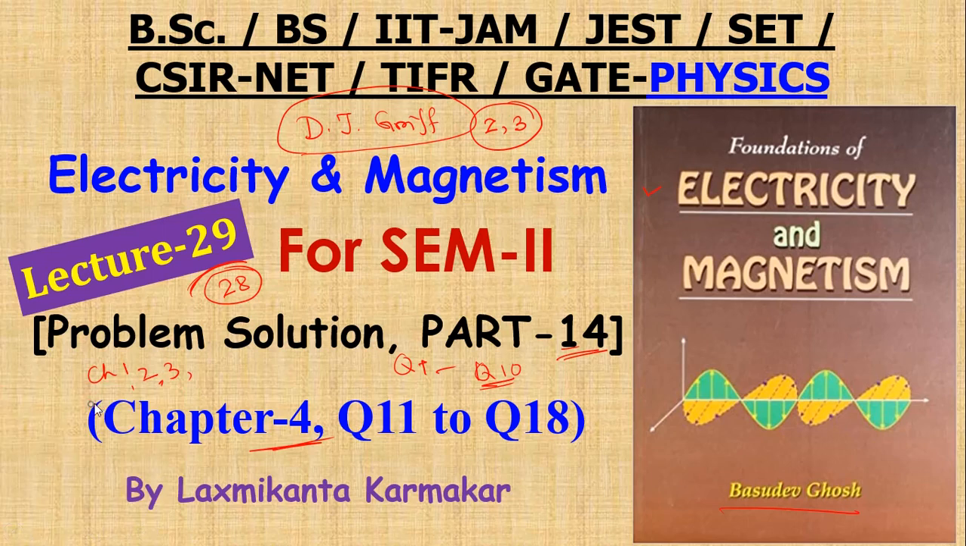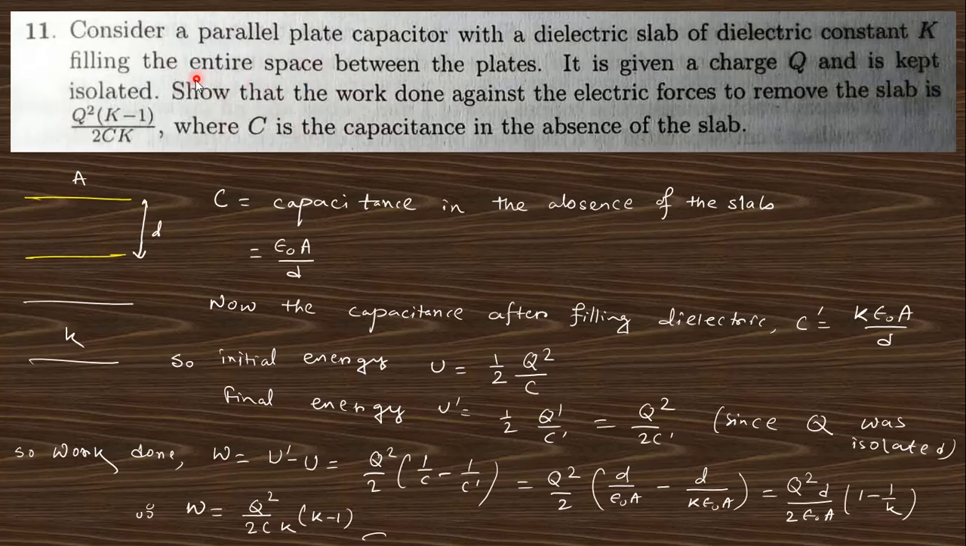So let's start today's topic, that is question number 11 to question number 18 of chapter 4, right? Let's start with question 11, which says: consider a parallel plate capacitor with a dielectric slab of dielectric constant K filling the entire space between the plates. The charge Q is kept isolated. Find the work done against the electric force to remove the slab.